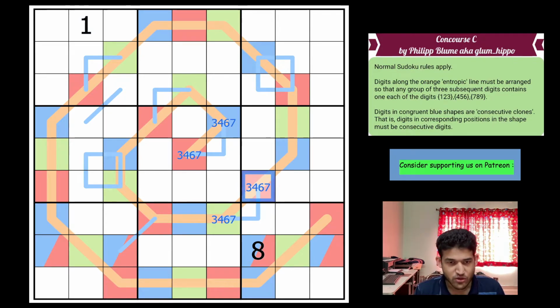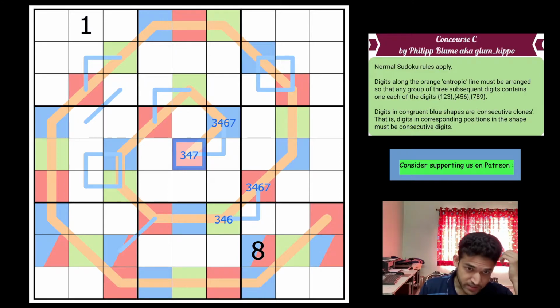But look at this cell, green cell. We know that it cannot be from the set 7, 8, 9 because of the deduction here. So 7 can be eliminated here, and which means from its consecutive cell, you can eliminate the 6. If you don't have a 7 here, how on earth can you have a 6 here? So this is the second thing you can do.